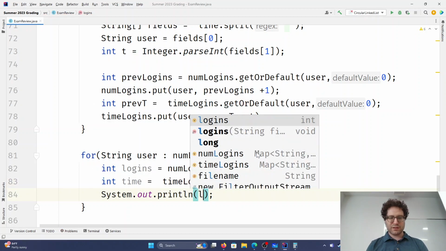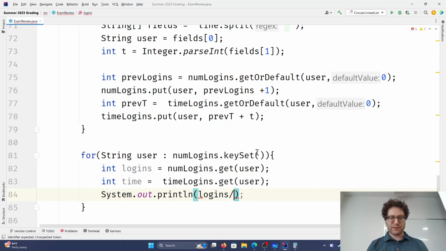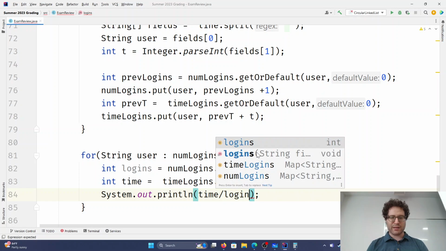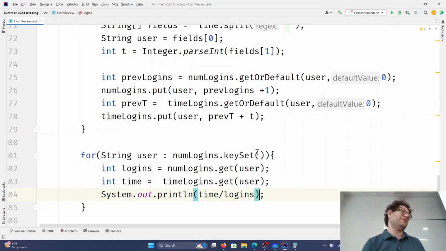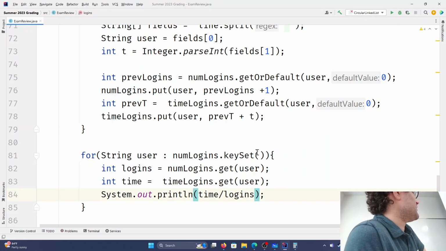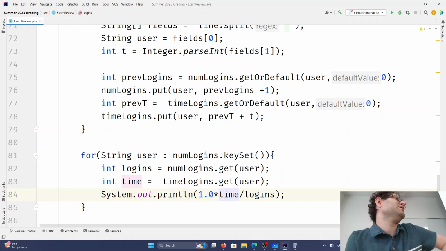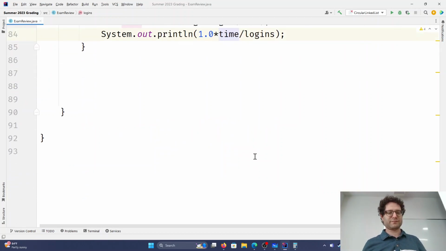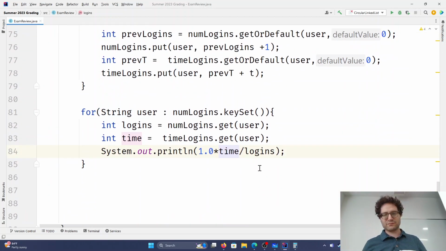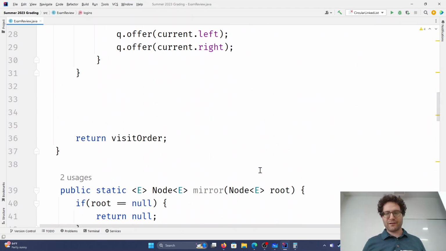sout logins divided by, sout time divided by logins. The only disadvantage here is that it's an integer divided by an integer. So we can fix that quite easily by just doing 1.0 times, and that will convert time to a double, which will make sure that logins converts to a double. And that does it for that.